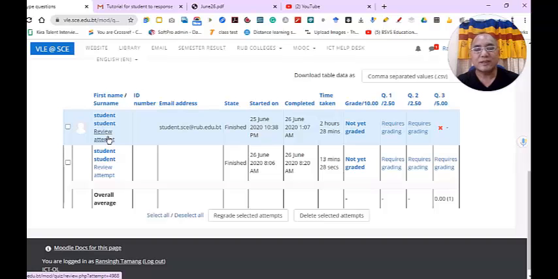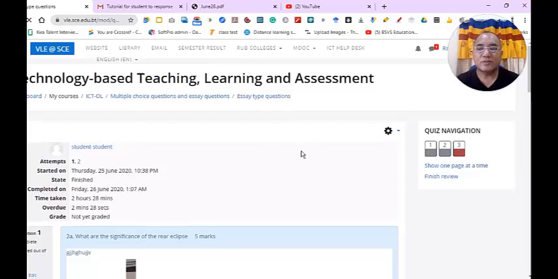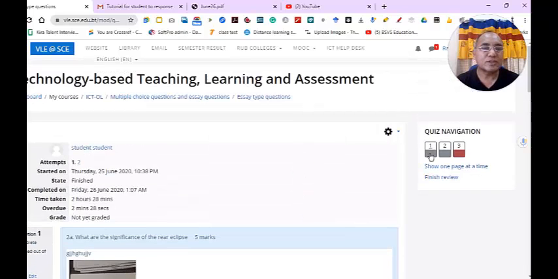In order to assess, you have to go to the student's name column. You will find review attempt, okay, and if you click this review attempt, it will take you to the page where it shows you the number of questions that you have given. If you look at this quiz navigation, you can go to any one and then evaluate. But for convenience, we will start from the beginning.